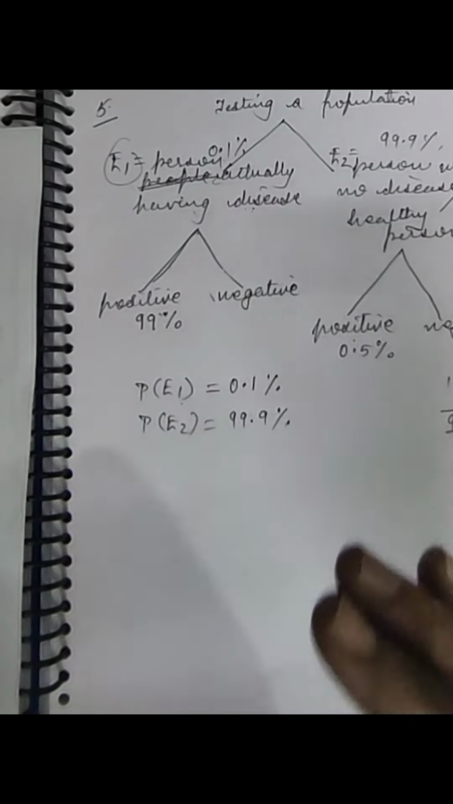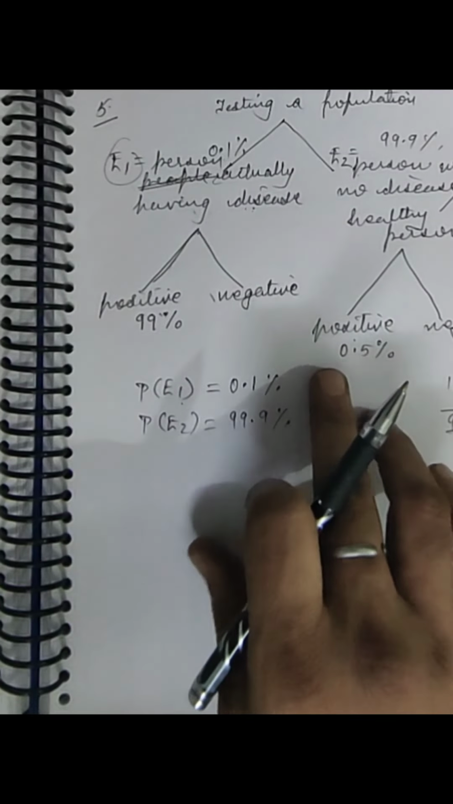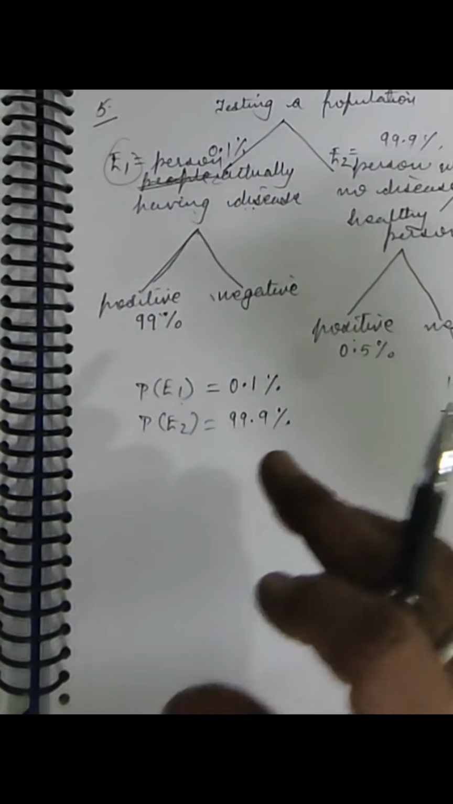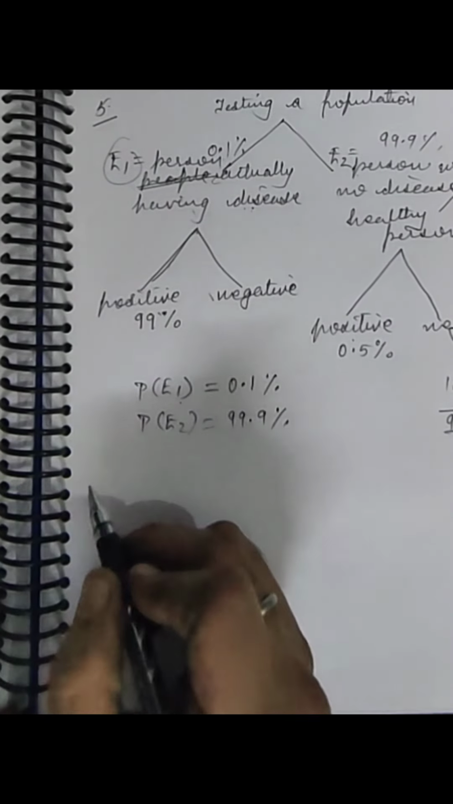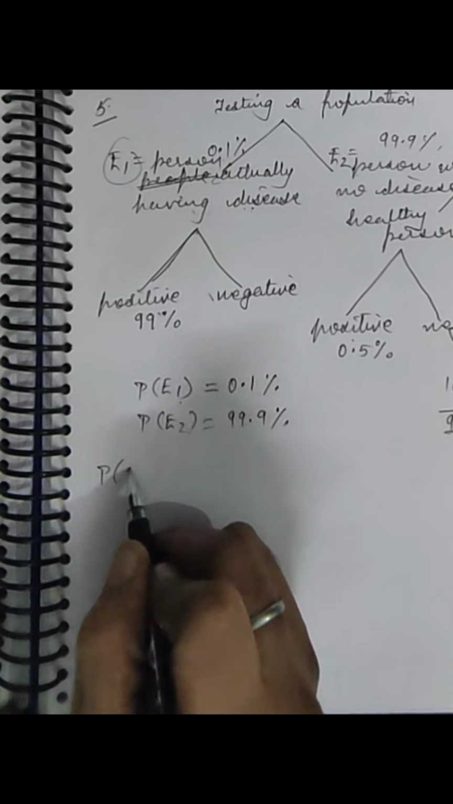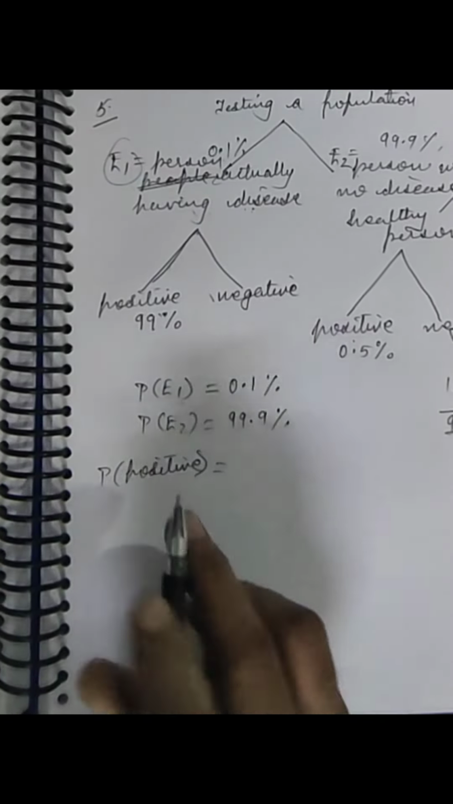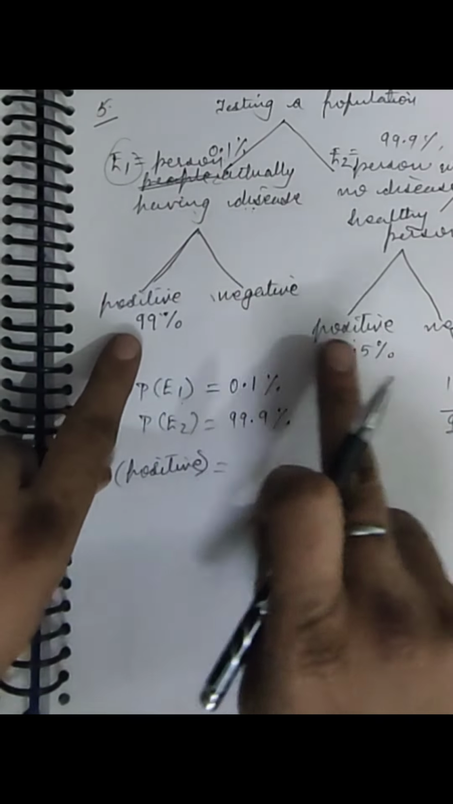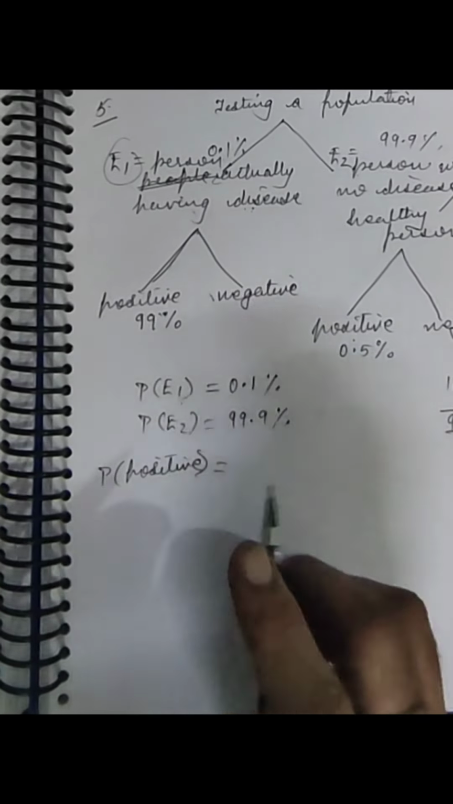Okay, but the main target is to find the probability of E1, given that his test result is positive. Means we are given that the result is positive. Negative has nothing to do with this question. We are focusing on one conclusion, positive. So probability of positive result. Now this again depends on two events. So finding this conclusion's probability is total probability, the law of total probability.